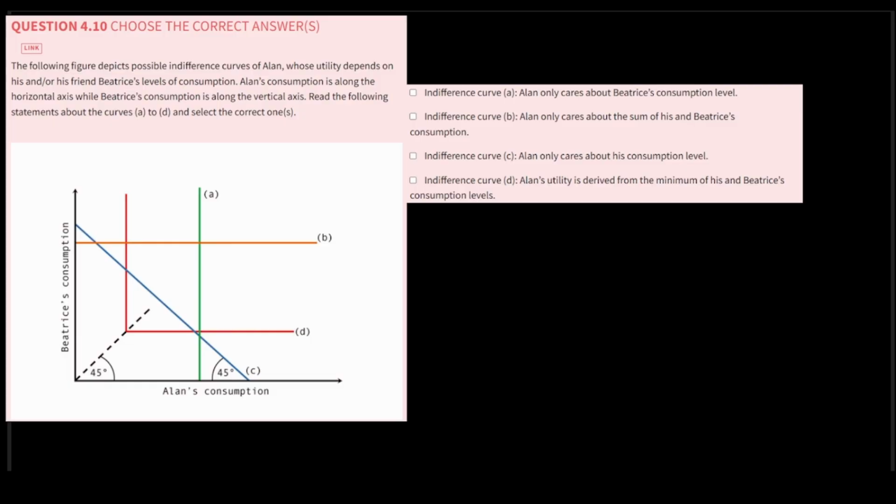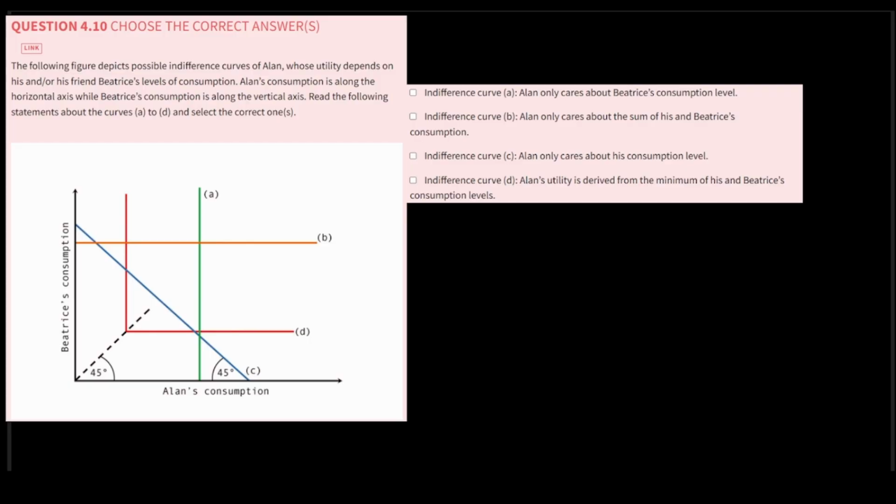Let's maybe read the read-in first. The following figure depicts possible indifference curves of Alan, whose utility depends on his and/or his friend Beatrice's levels of consumption. Alan's consumption is along the horizontal axis, where Beatrice's consumption is along the vertical axis. Let's read the following statements about the curves A through D and select the correct ones.